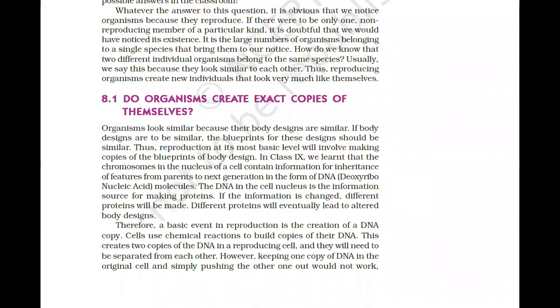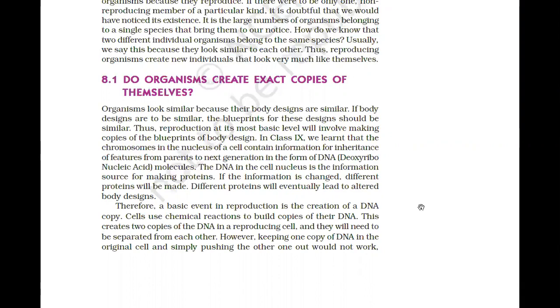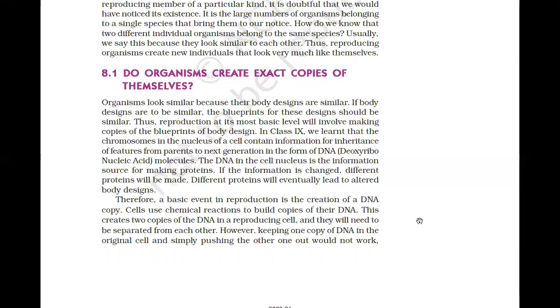Organisms look similar because their body designs are similar. If body designs are to be similar, the blueprints for these designs should be similar. Thus, reproduction at its most basic level will involve making copies of the blueprints of body design. In class 9th, we learned that the chromosomes in the nucleus of a cell contain information for inheritance of features from parents to the next generation in the form of DNA molecules. The DNA in the cell nucleus is the information source for making proteins. If the information is changed, different proteins will be made. Different proteins will eventually lead to altered body designs. Therefore, a basic event in reproduction is the creation of a DNA copy.